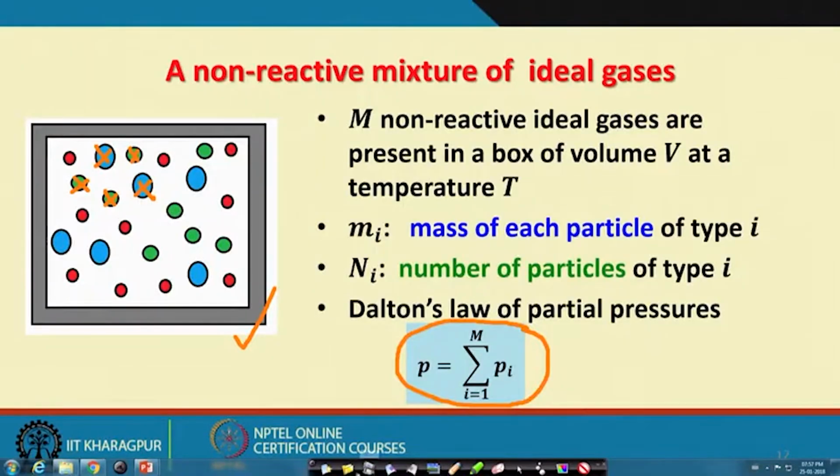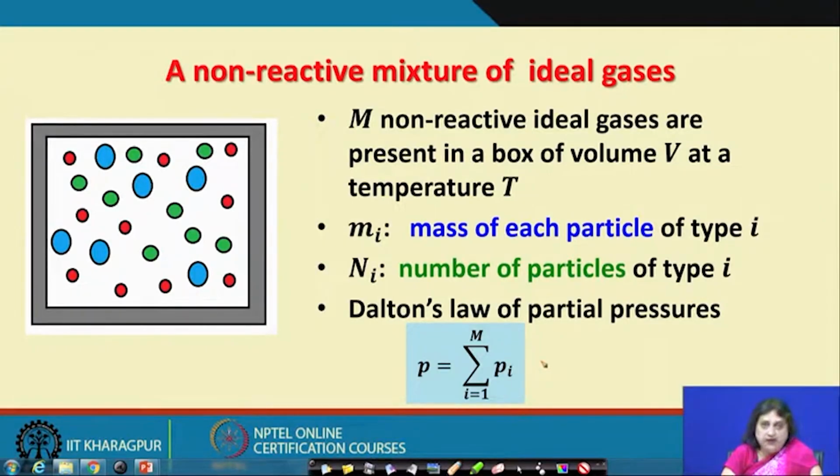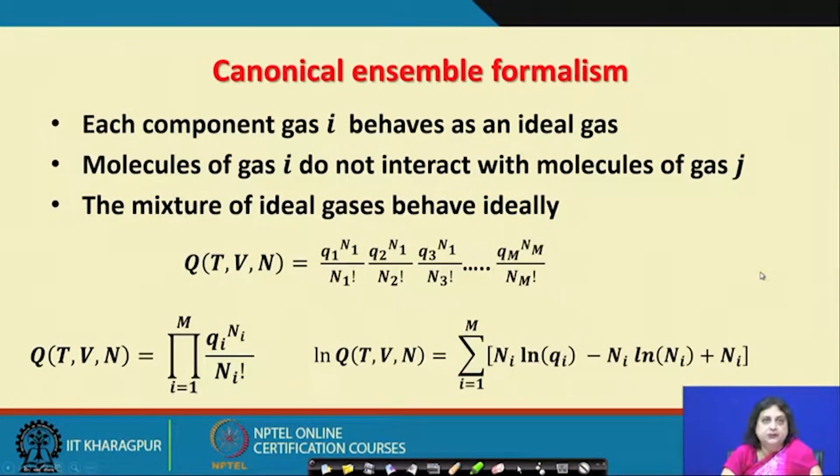Now, the question that I am asking here is as follows: is it possible for us to use the formalism that we have developed within molecular thermodynamics to derive a relationship like this? And that is exactly what I am going to do in the next few slides in this lecture.